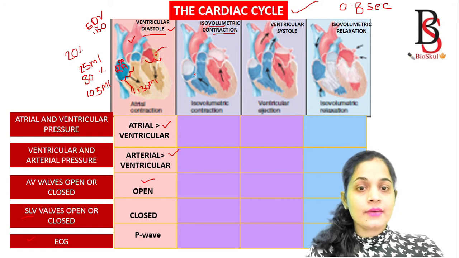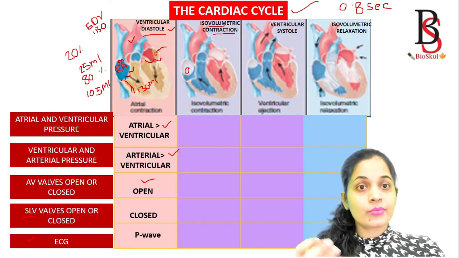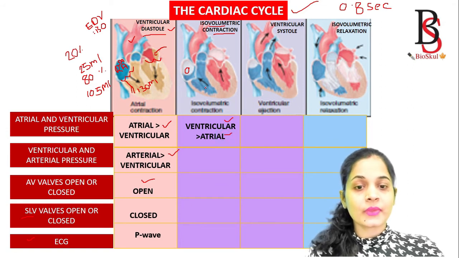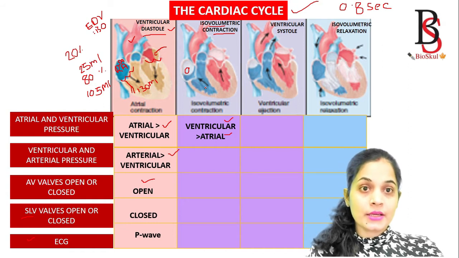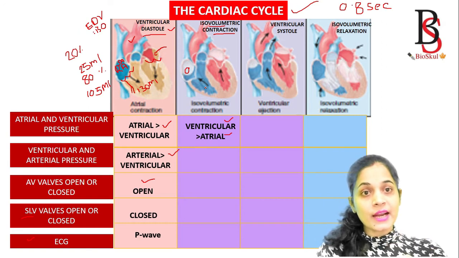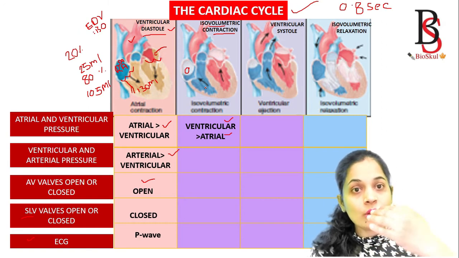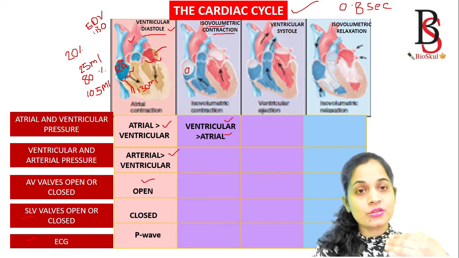In the last step, the blood from the atrium entered into the ventricle. As the atrium is empty, the pressure is 0 in the atrium, but now the pressure is higher in the ventricles as compared to the atrium. Ventricular pressure is higher than atrial pressure. So blood will try to move from the high pressure to the low pressure region, that is, from the ventricles to the atrium.